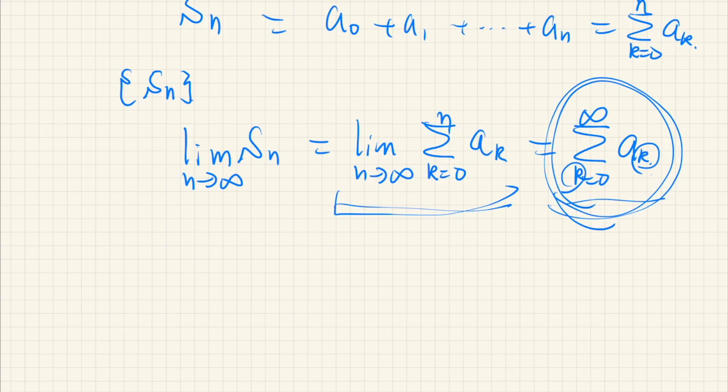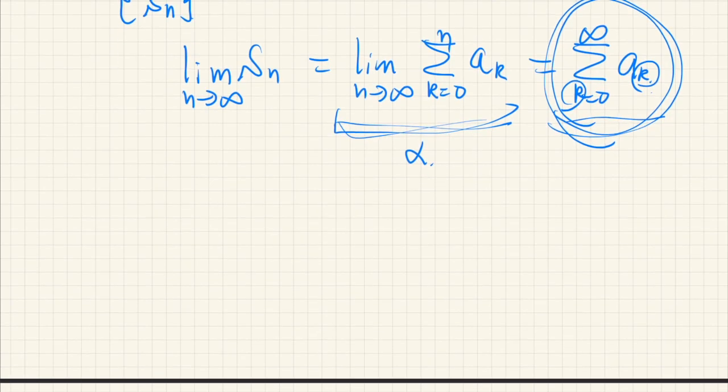And if the value of this limit is, say, alpha, then we write this series, in this case we write n here, as equal to alpha.